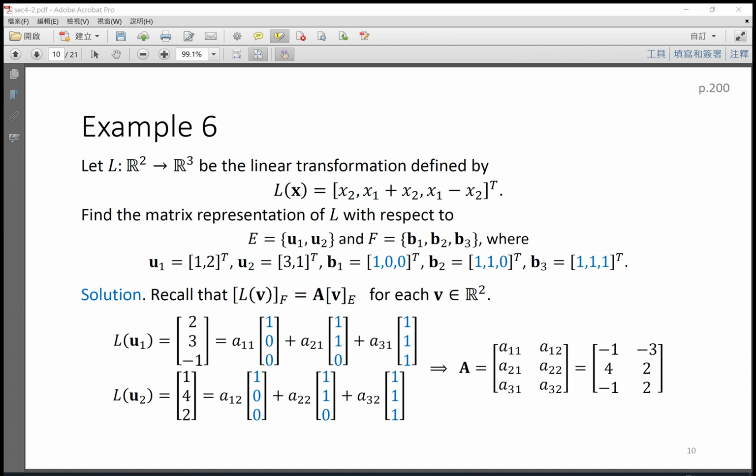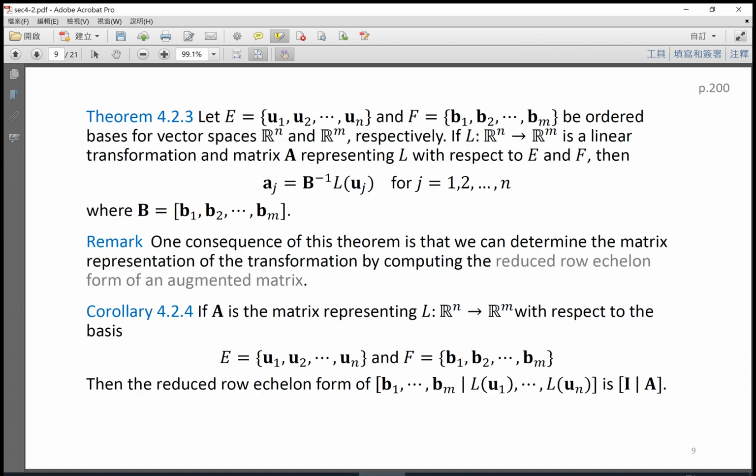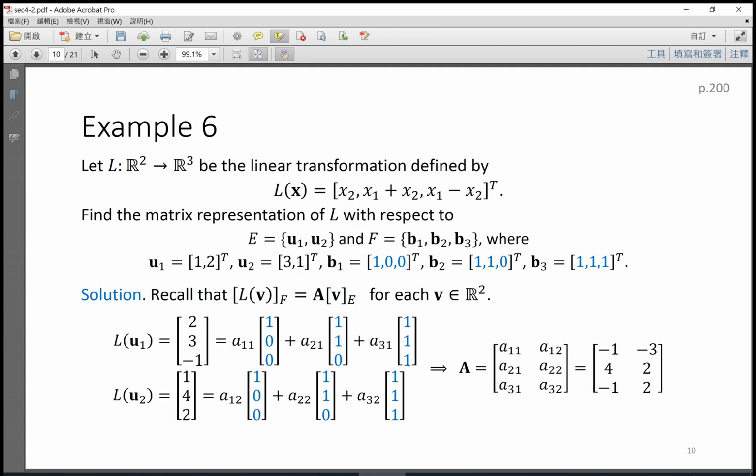Next, we discuss example 6. Our textbook uses corollary 4.2.4 to compute the solution for example 6, while I will present another method. I will use theorem 4.2.2, the matrix representation theorem, to compute the solution.